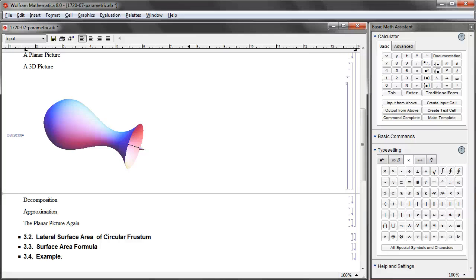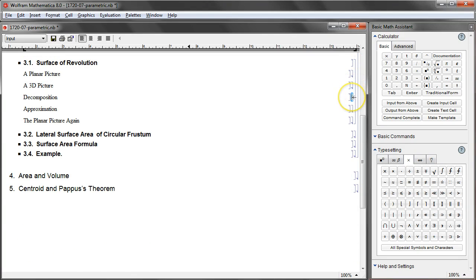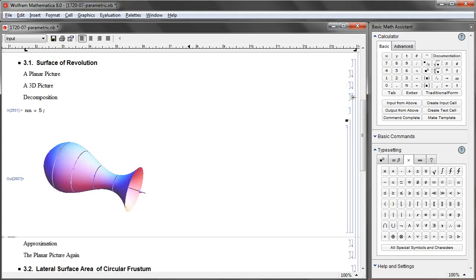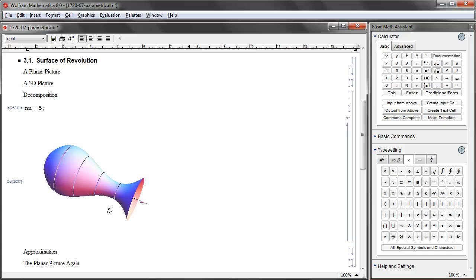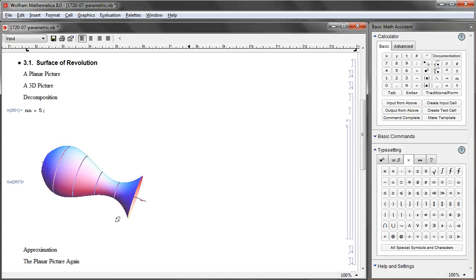Now, how do I express the surface area of this? One good strategy is to decompose it into several pieces, kind of like this. And here, I put some arbitrary gaps in between each band. There are 5 of them, by the way. But in reality, you shouldn't be able to see anything. So the picture you saw before and this one should be exactly the same. I just added some gaps to see those bands better.